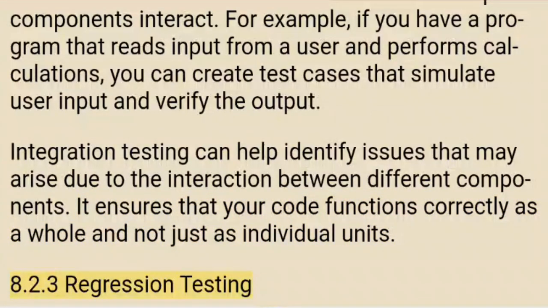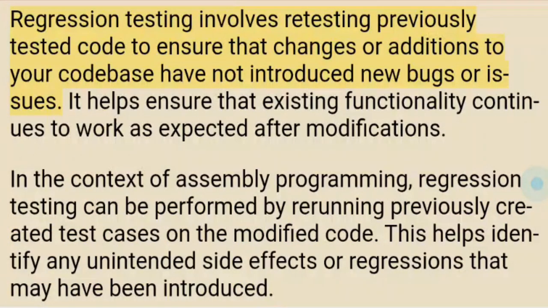8.2.3 Regression testing. Regression testing involves retesting previously tested code to ensure that changes or additions to your codebase have not introduced new bugs or issues. It helps ensure that existing functionality continues to work as expected after modifications. In the context of assembly programming, regression testing can be performed by rerunning previously created test cases on the modified code. This helps identify any unintended side effects or regressions that may have been introduced.